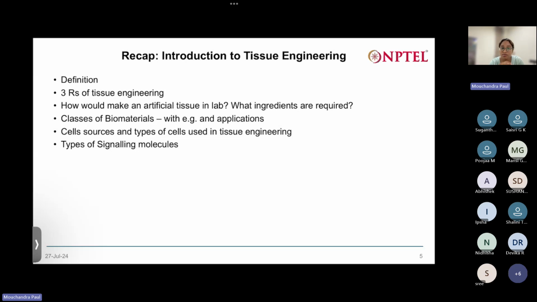Then there are various cell sources that are present. So you can directly derive from the patient, that is autologous cells. You can take from a relative of that patient, allogenic, or you can take from a mammalian animal, xenogenic, or you can also take it from a twin. So if you know the patient has a twin, you can take cells from that person as well. It is called syngenic. So in this way, there are various cell sources that are available.